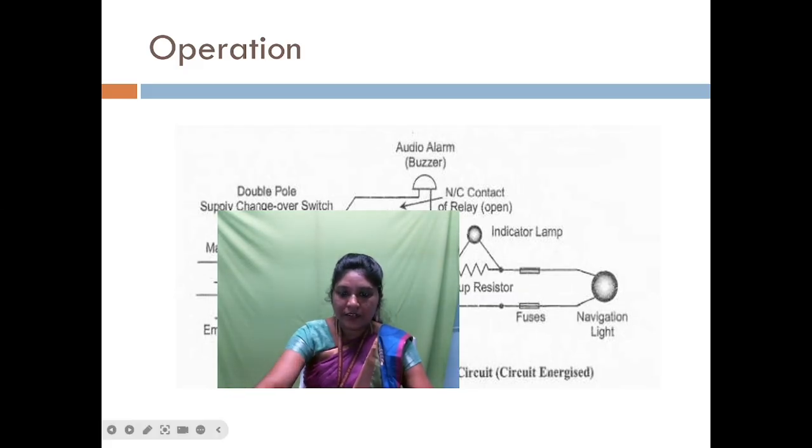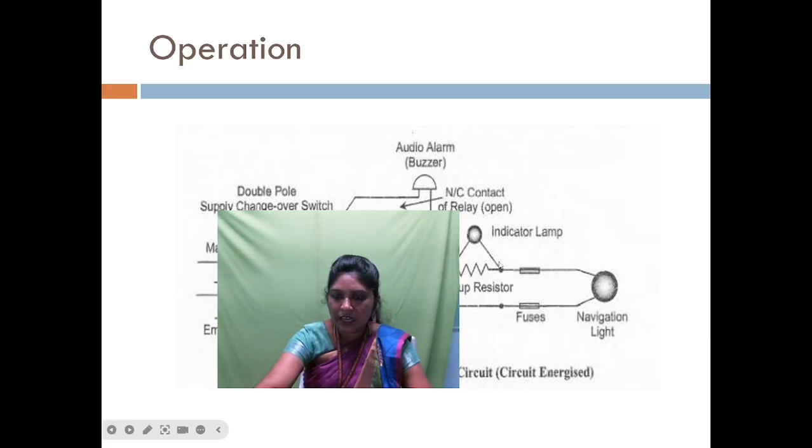So this is the alternative navigation light circuit that is energized. Another diagram you can see here. Here we have the double pole supply changeover switch. Here the relay is connected normally, same diagram. Here we see an NC switch, that is normally closed, and a normally open one. Initially the relay will be at the normally open position, so that under normal working condition the circuit will be in this condition.